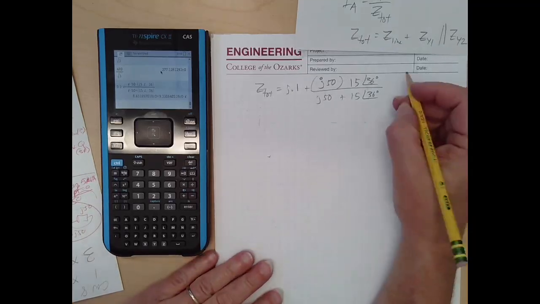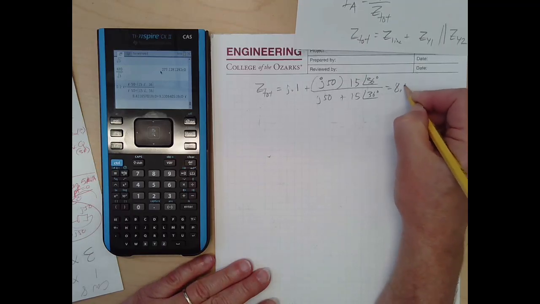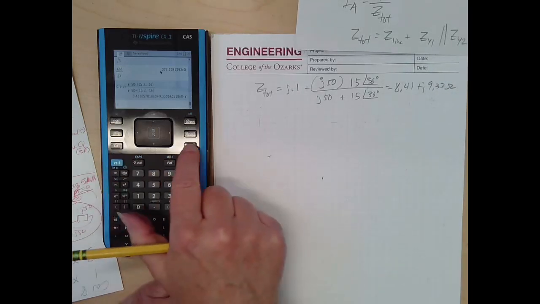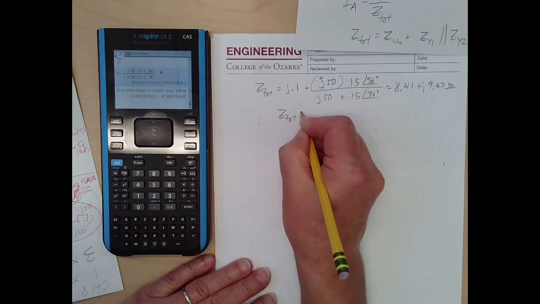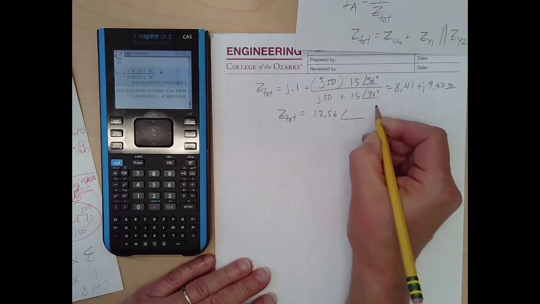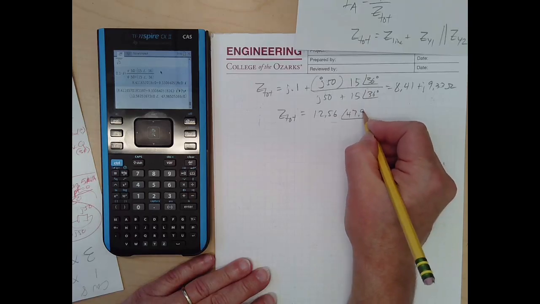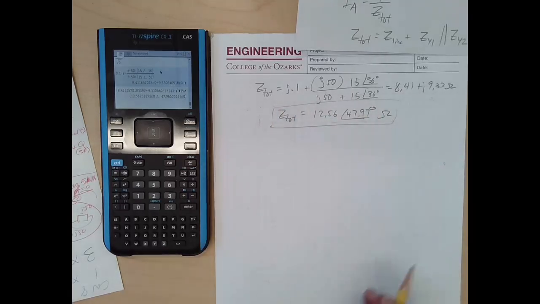Okay. I'll write down the rectangular form, but polar is good too. We got 8.41 plus J9.33 ohms. But let's get that in polar form. So Z total is 12.56 at an angle of 47.97 degrees ohms. Okay, so we got Z total. What were we trying to get? We're trying to get current.